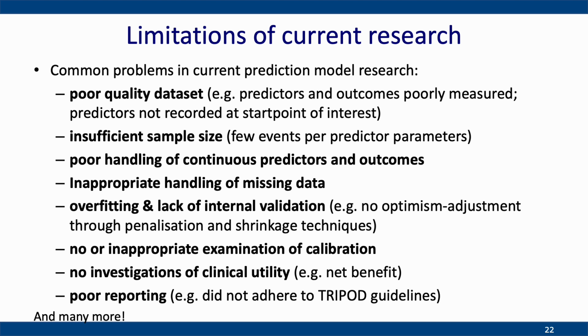Look, most people just ignore missing data and only look at the people that had complete data. Well, that's likely to be misrepresenting the population. Like I say, overfitting, a lack of internal validation methods. So no methods like penalisation or shrinkage to try and identify overfitting and adjust for it. Like I said, no examination of calibration is a big problem. No investigations of clinical utility. So do we know there's any benefit in using the model? And poor reporting, not adhering to the TRIPOD guidelines. Many other things as well, which I don't have the time to go into. But these are, in my head, some of the main things that I wanted to flag to you.